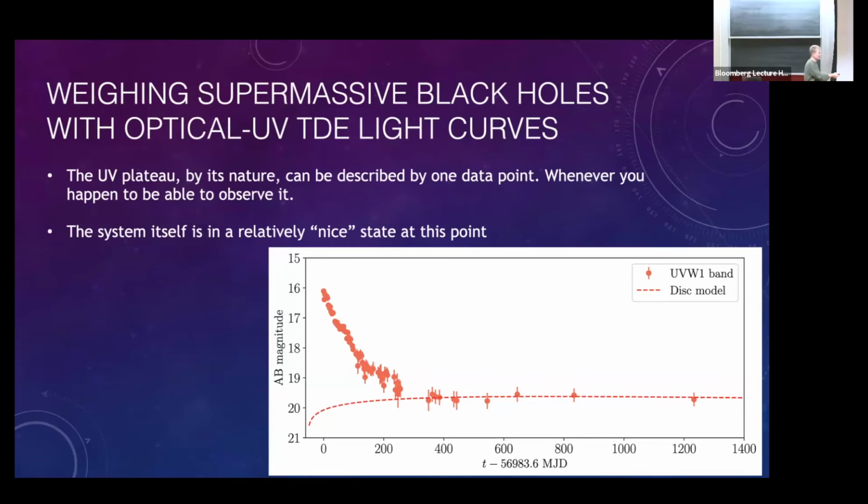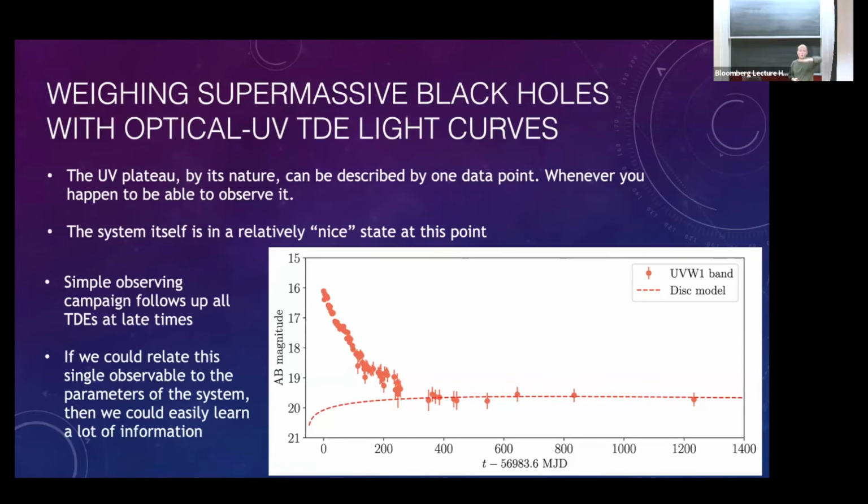We claim to understand the physics of why it's a flat line. So if you could relate your one observational degree of freedom to the system parameters, then you'd have a powerful probe of supermassive black hole demographics.